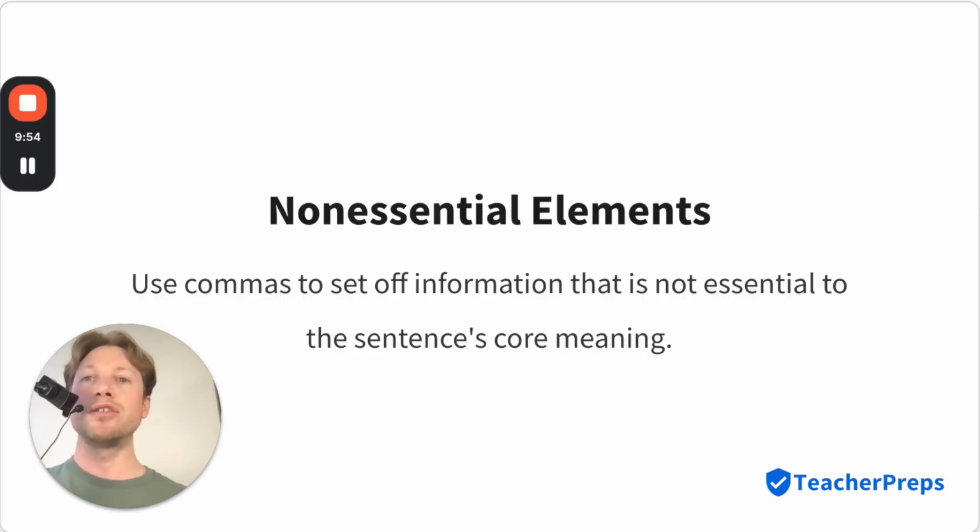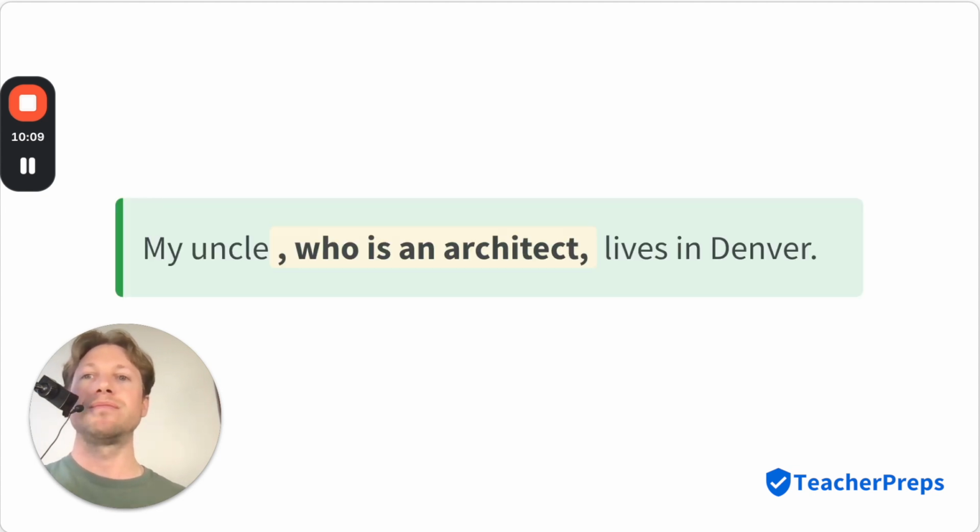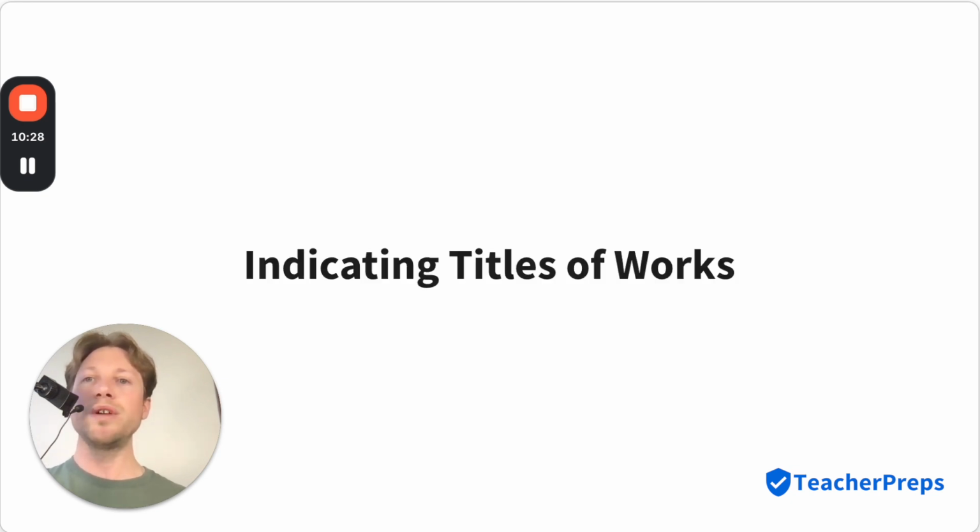And fourth, use commas to set off non-essential elements. This is an extra information part that you could remove when reading a sentence without changing its basic meaning. All right, in this sentence, we can have a look at an example. My uncle, comma, who is an architect, comma, lives in Denver. The phrase who is an architect is extra information about the uncle, and we could remove it, and the sentence would still make sense.